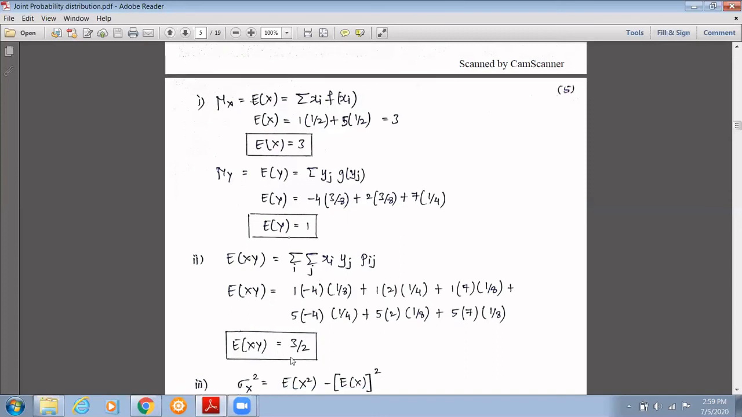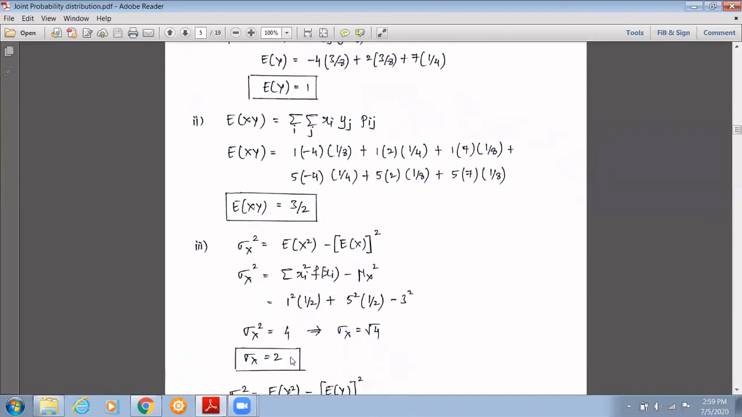to 3 by 2. The next is we are supposed to find out the variance of x. The formula to find the variance of x is sigma x square is equal to expectation of x square minus expectation of x whole square. Anyhow, we have found the value of expectation of x. It is found to be 3.